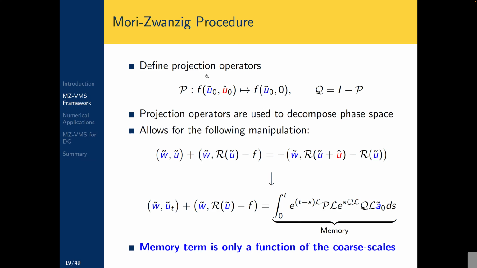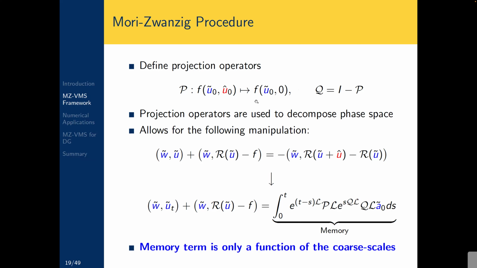The projection operator that I define is going to take some function f, which depends on the resolved scales and the unresolved scales, and then project out the dependence on the resolved scale. It's just going to set it equal to 0. You can almost think about this as a conditional expectation projection, with a Dirac delta density around 0 for the fine scales. Then Q is going to be the orthogonal complement of this projector.